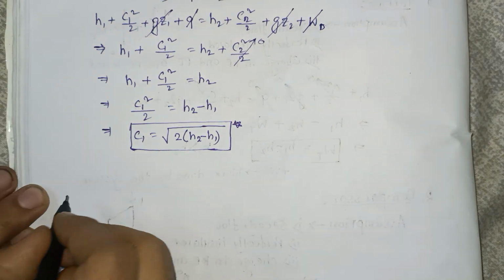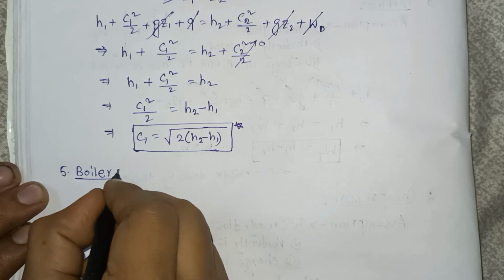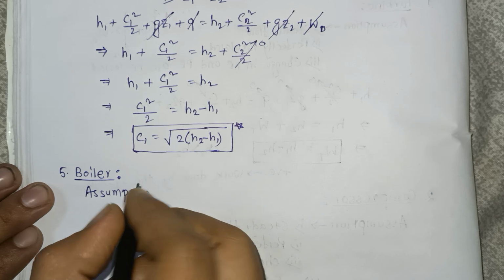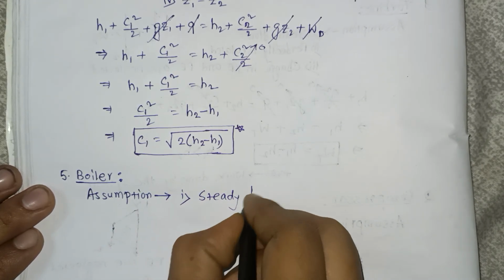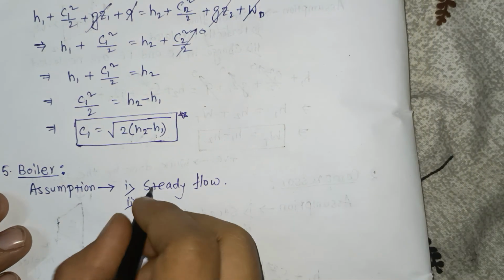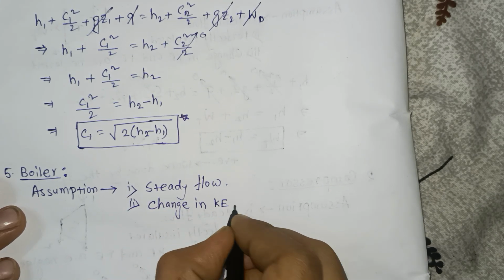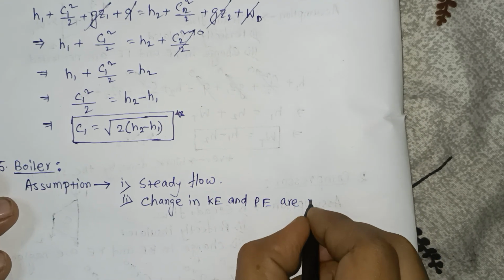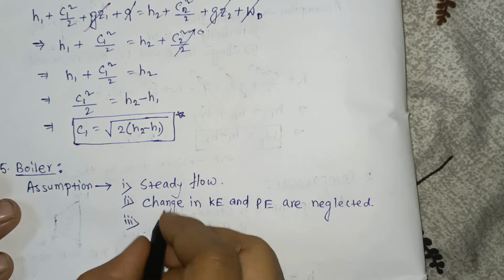Okay, now there is a boiler. So the fifth device is the boiler. There are three assumptions. First assumption is steady flow. Second assumption is that change in kinetic energy and potential energy are neglected. Third is that there is no work transfer.